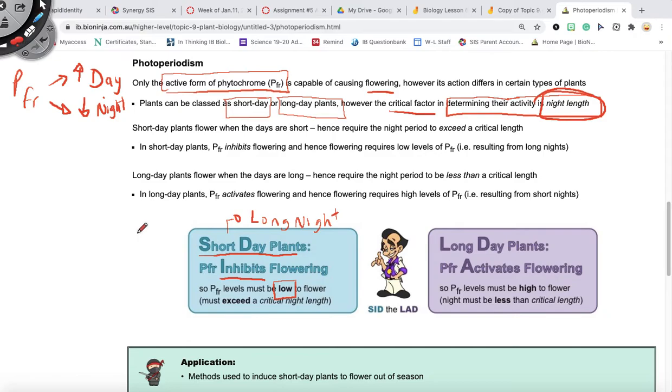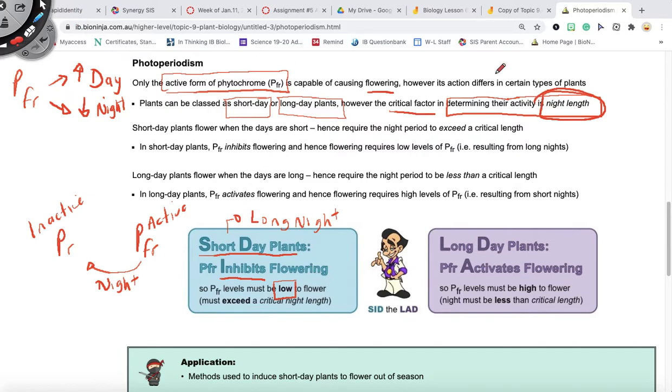That means PFR, remember this is the active form, needs to revert to the inactive form. We know that this happens during the nighttime. So PFR reverts to the inactive form, and now at night you're going to have low levels of PFR. And therefore, these short day plants can flower.